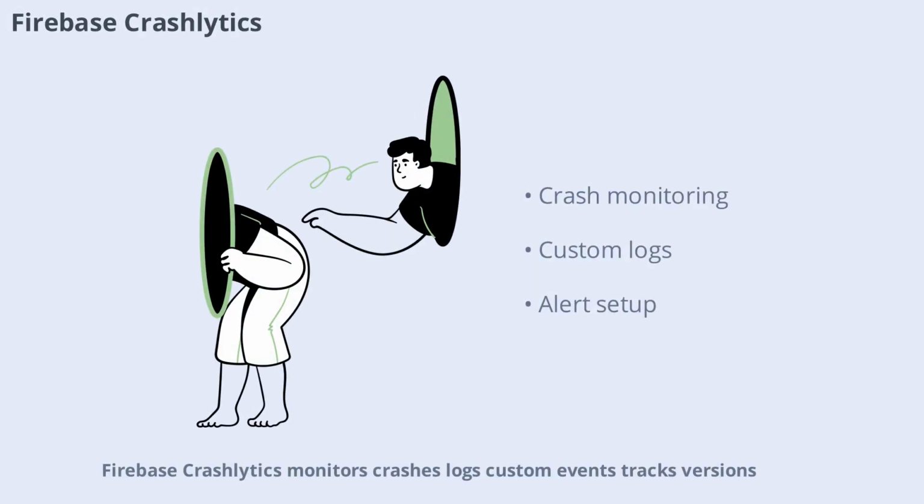Firebase Crashlytics monitors crashes, logs custom events, tracks versions, and sets up alerts. This tool helps you quickly identify and fix issues, ensuring your app remains stable and reliable.